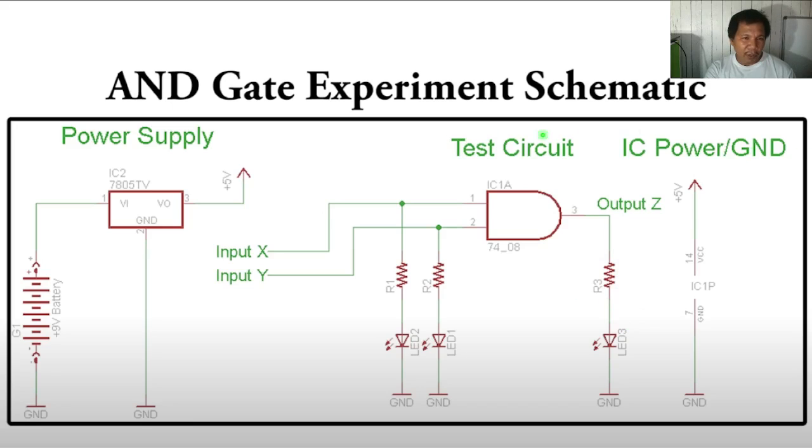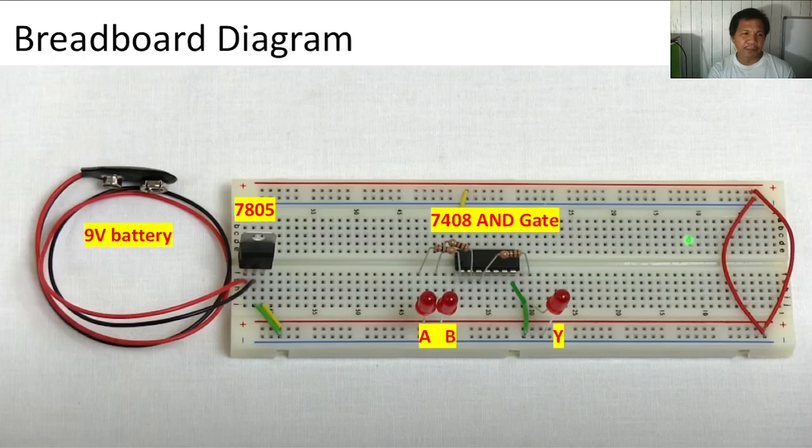You are going to connect this in your breadboard. But if you don't have a breadboard, you can just use Tinkercad for now. This is the breadboard diagram. In my breadboard diagram, I have here the space for my 9-volt battery. This is the terminal for the 9-volt battery that is connected to the 7805.